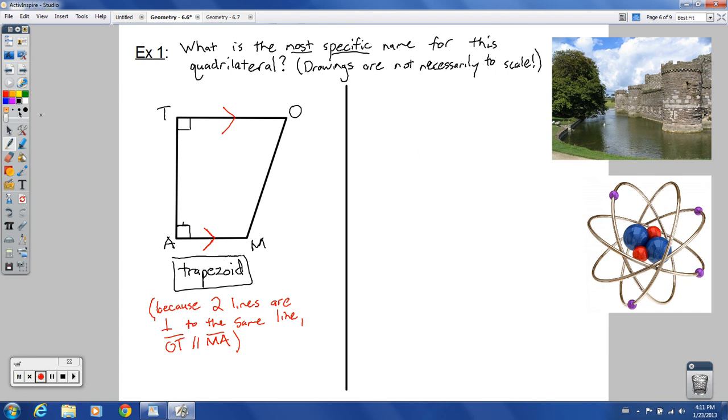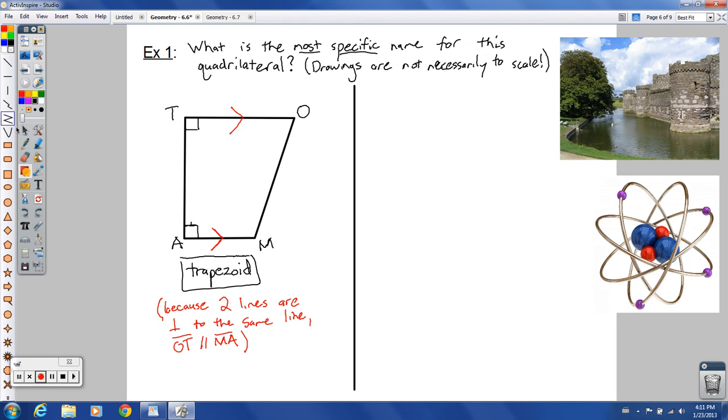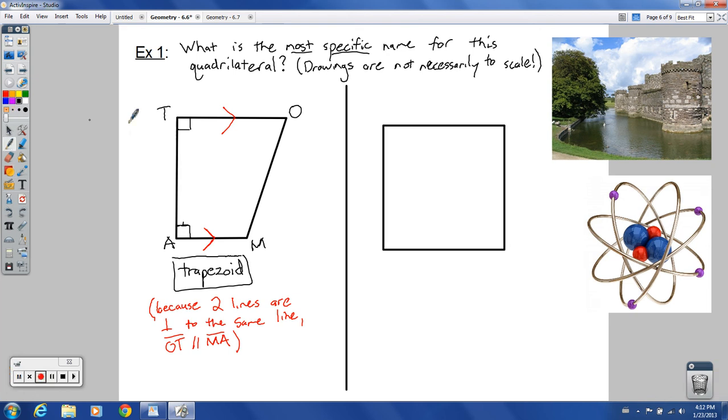Let's do one more like this. And we'll do some more like this together in class. This one I'm going to draw using my square tool, but you may not be able to prove that it's actually a square. And so why don't I just go with those same letters again. And I'm going to add some things here to this picture to help you determine what the most specific name for this could be.